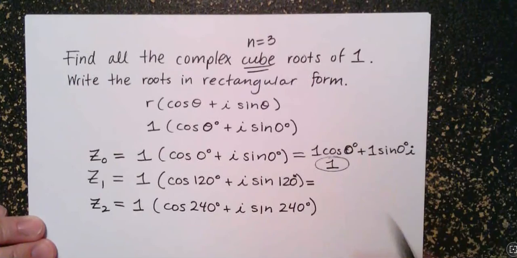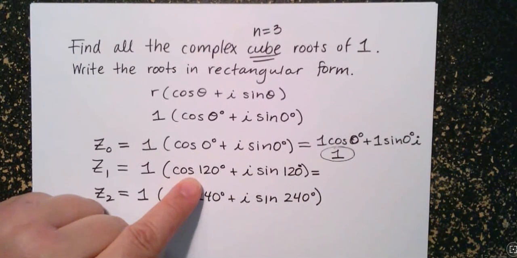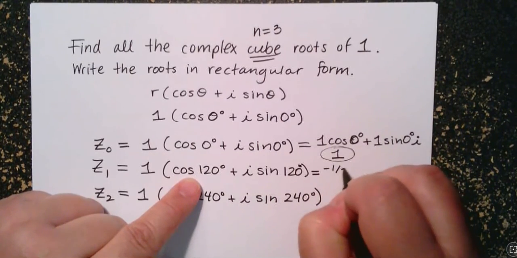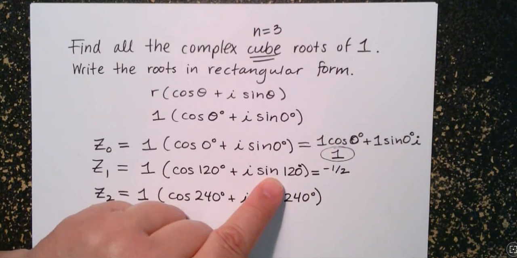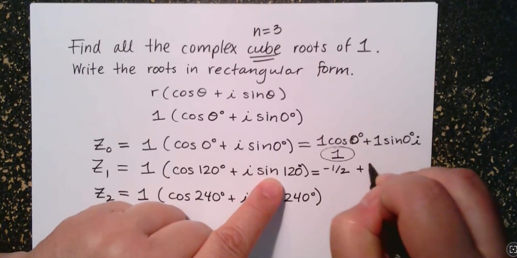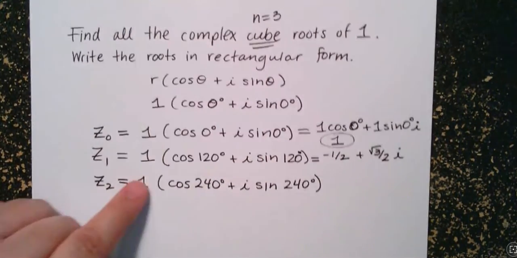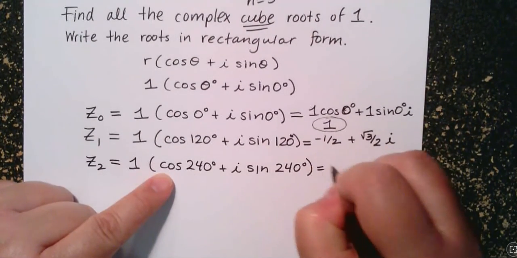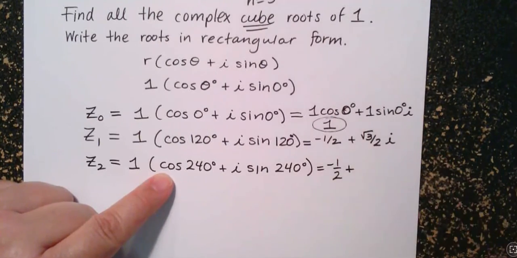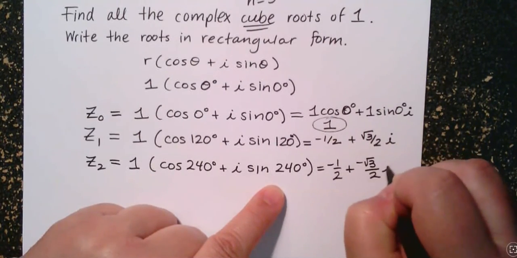The next one, 1 times cosine of 120. Cosine of 120 is negative 1/2. 1 times sine of 120, sine of 120 is root 3 over 2. And then we have i. Cosine of 240 is negative 1/2. Sine of 240 is negative root 3 over 2. And i.